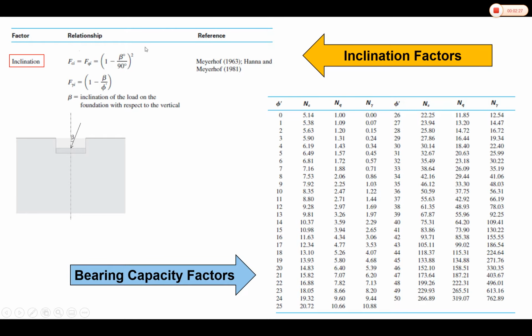And here we have the inclination factor, which will consider the angle beta, the inclination of the load on the foundation with respect to the vertical. So if the load is directly vertical, it means that beta will be equal to 0 degrees. And here we have the bearing capacity factors. The values are slightly different from Terzaghi, so you need to refer to the correct bearing capacity factor table. So here is the Meyerhof bearing capacity factor with the value of angle of friction.